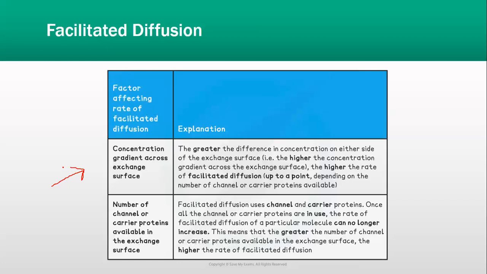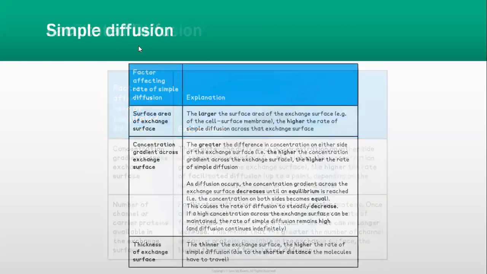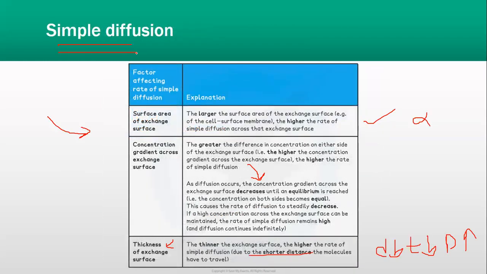The greater the difference in concentration gradient, the higher the concentration difference, and the higher would be the rate of facilitated diffusion only up to a point, depending on the number of channel or carrier proteins available. Then the number of channel or carrier proteins available also has an effect. If we talk about facilitated diffusion, now we are only talking about facilitated diffusion over here. These factors were for simple diffusion.